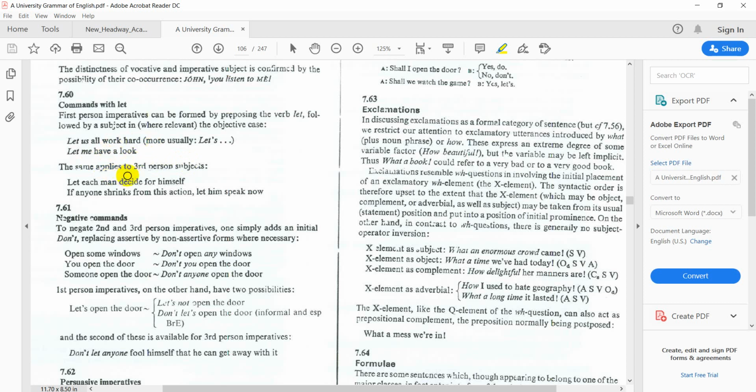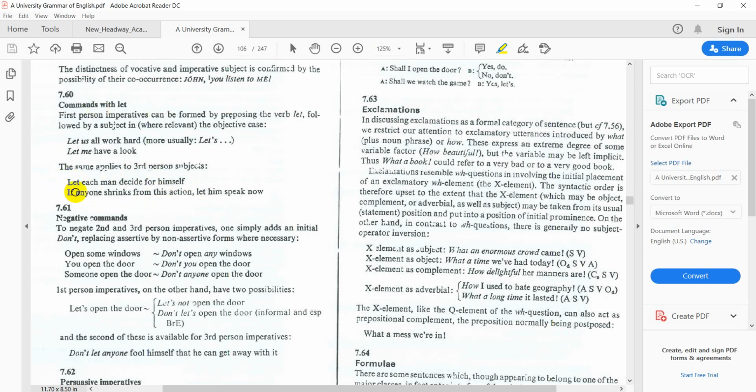The same applies to third person subjects. So sometimes I have a third person subject. Let each man decide for himself. Do you see the verb here? The verb is in the imperative. Let each man decide. Suppose now each man decides, right? If it is a statement. But here it is a command with let.